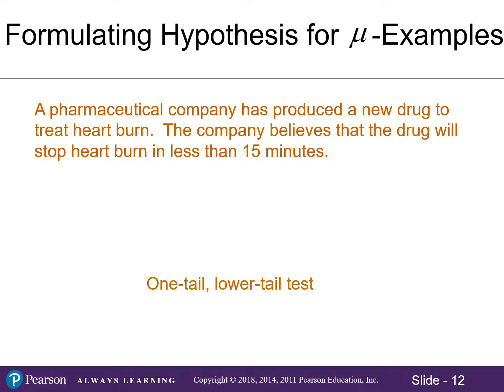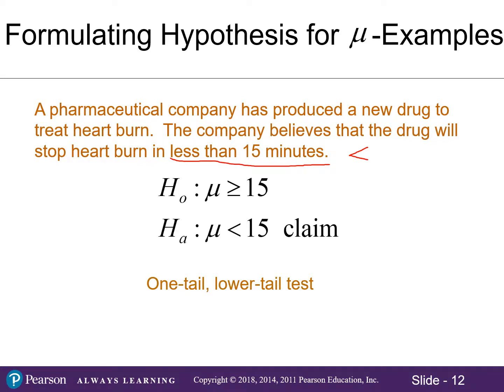A pharmaceutical company produces a new drug to treat heartburn. Yeah, that's part of getting old. The company believes the drug will stop heartburn in less than 15 minutes. So this is a straight less than. You should be looking at that and thinking, oh, that's going to be this guy. That has no equal to in it, so that's definitely going to be my alternative hypothesis. And then my null hypothesis will be a greater than or equal to. So there's what it looks like.